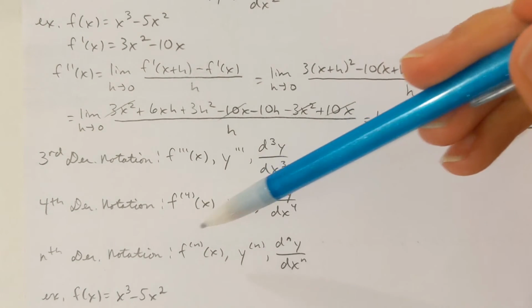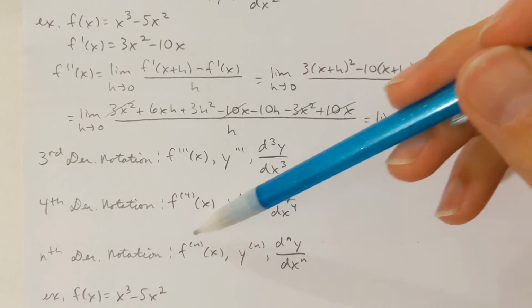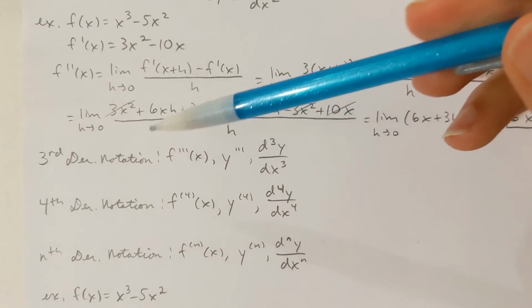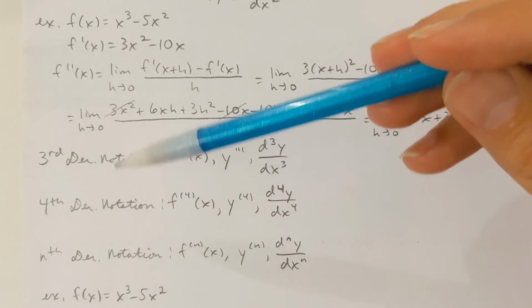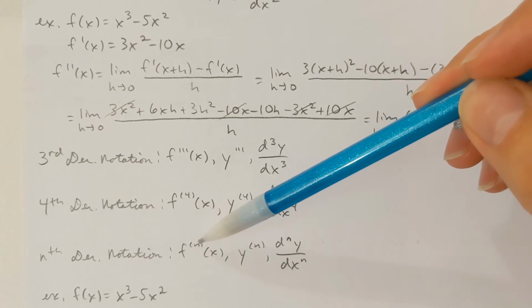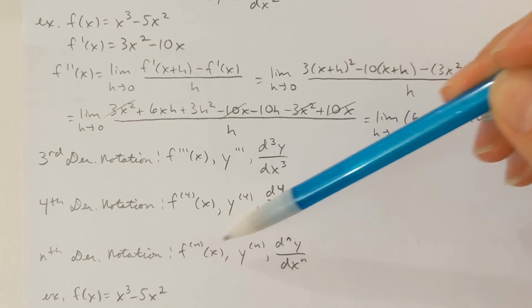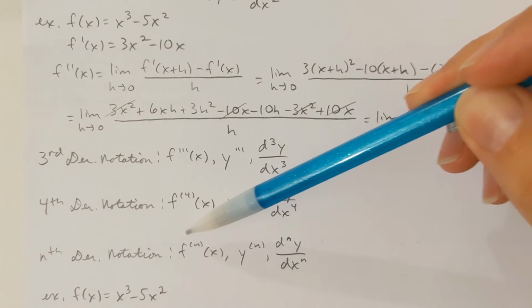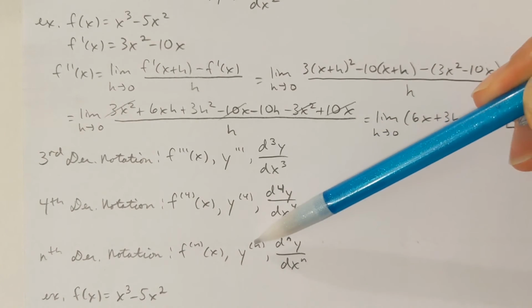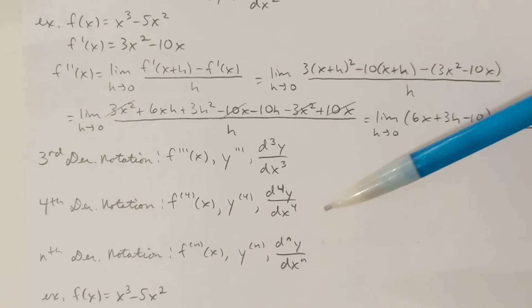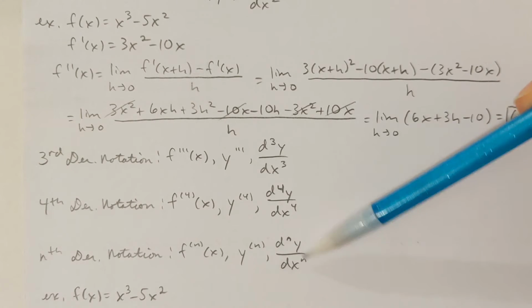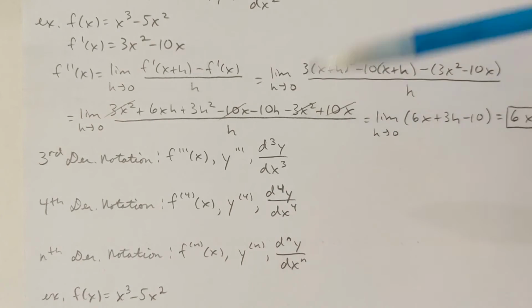The nth derivative notation, then: whatever number derivative you're on, if it's more than the third derivative, you're just going to write that number inside parentheses. So here's the nth derivative of f with respect to x, the nth derivative of y, the nth derivative of y with respect to x. These all mean the same thing.